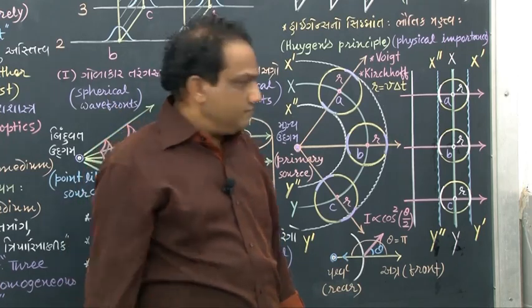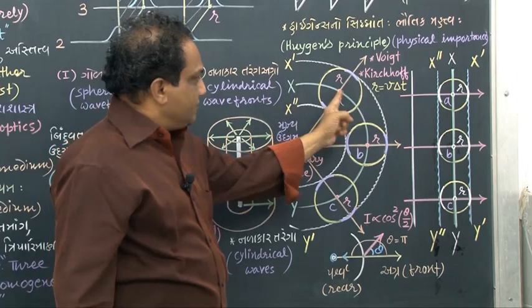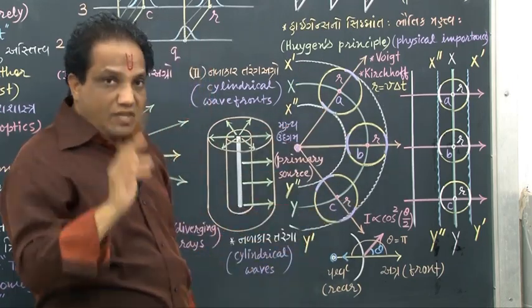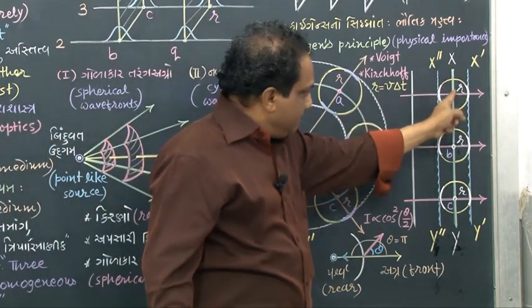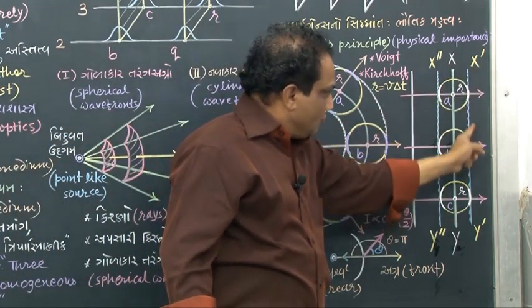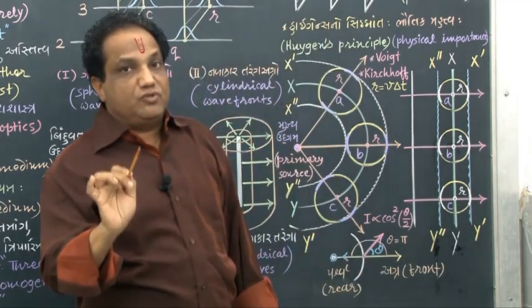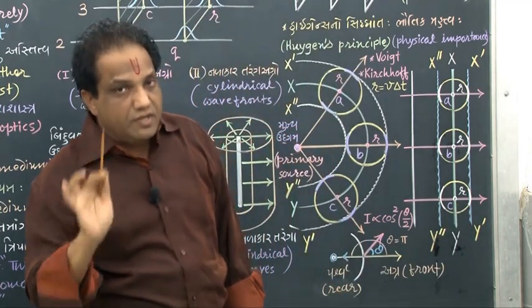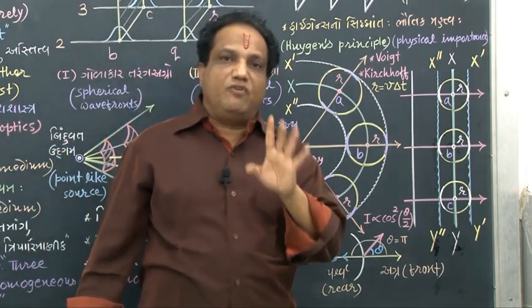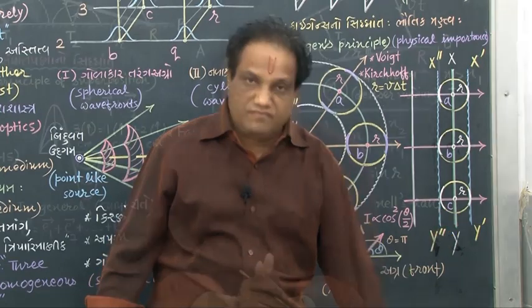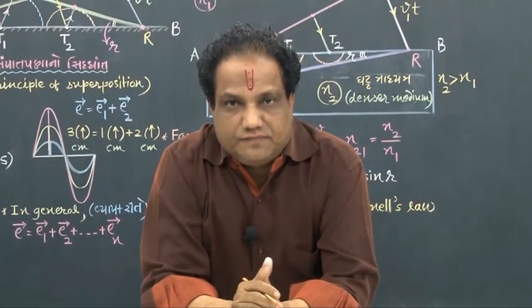Have you noticed one thing? If the original wavefront is spherical, then the new wavefront is also spherical. If the original wavefront is plane, then the new wavefront is also plane. In case of propagation of waves through an isotropic medium, remember the shape of the wavefront is sustained, it remains as it is. Fine. Come on, my dears.